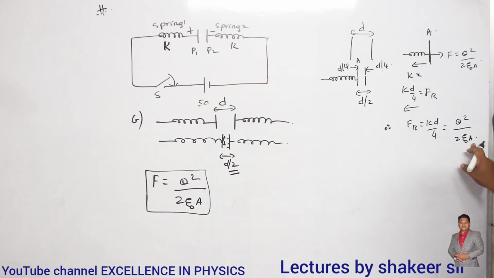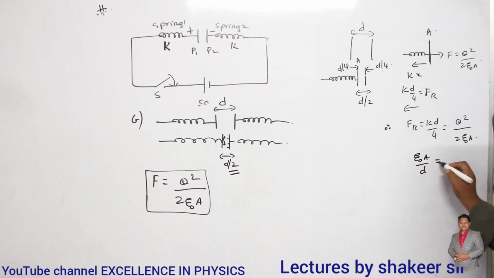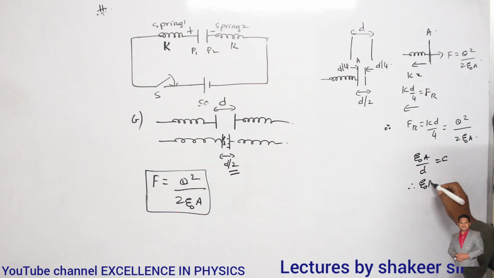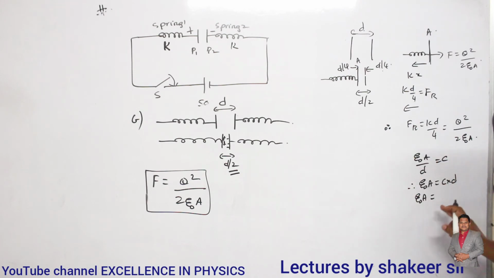But the area of the plates is not given. So what I can do: I know that epsilon naught A divided by d is equal to C. So epsilon naught into A can be written as C into d. When the distance is d, what was the initial capacitance? When the distance was d, the initial capacitance was 40 microfarads. So epsilon naught A is 40 microfarads multiplied by d. So take this value and substitute here.